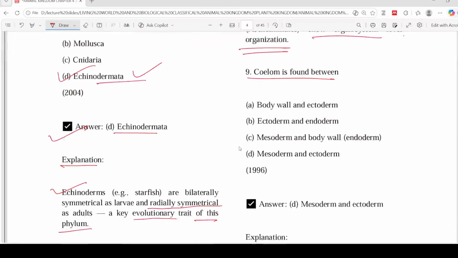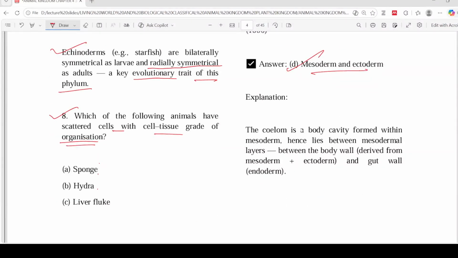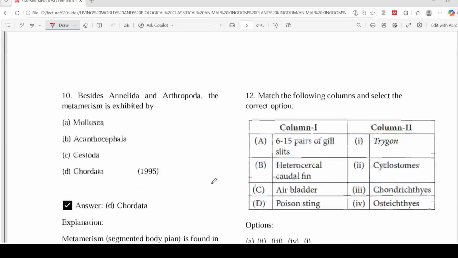The next question, coelom. The coelom is found between: body wall and ectoderm; ectoderm and mesoderm; mesoderm and body wall; or mesoderm and endoderm. So the correct answer for this question is mesoderm and endoderm. So explanation: if you know the definition, the coelom is a body cavity formed within the mesoderm, hence it lies between the body wall derived from the mesoderm and ectoderm, and the gut wall, the endoderm. So this is the correct explanation for this question. So let's move to the next question.